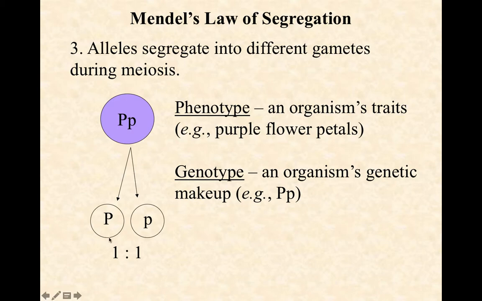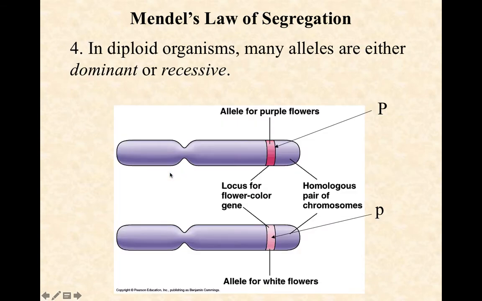Now, even though we're showing it as if there's one big P in this, let's say this is a sperm cell, understand that every other gene is represented there. The entire genome is in there. We're just tracking one gene at a time. We can't track all 25,000 at a time.